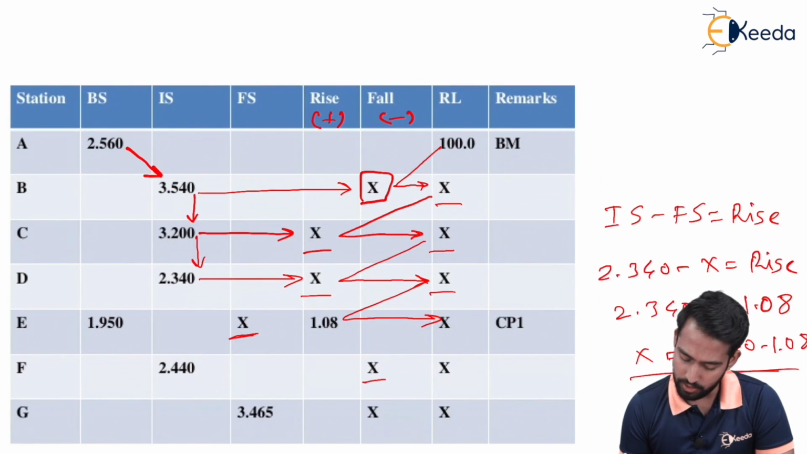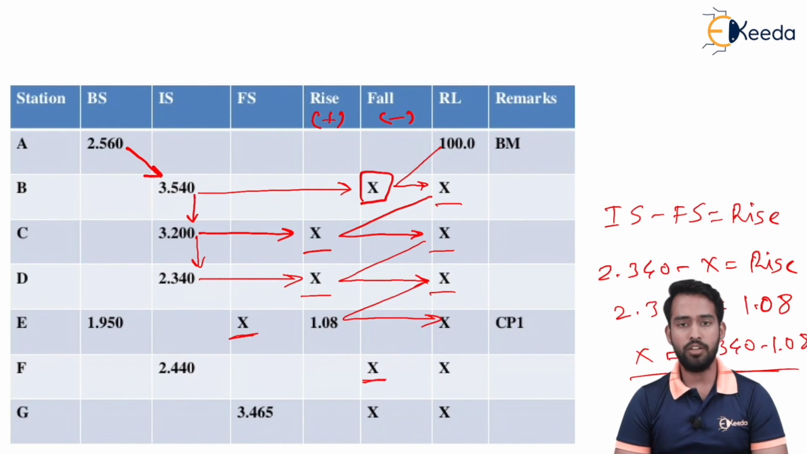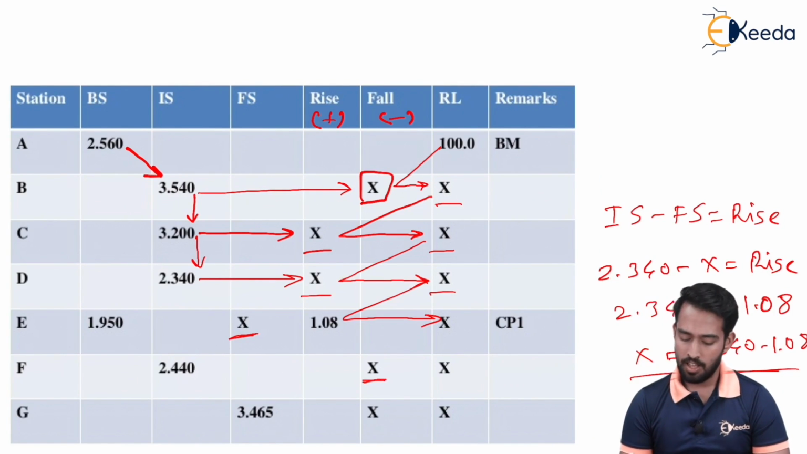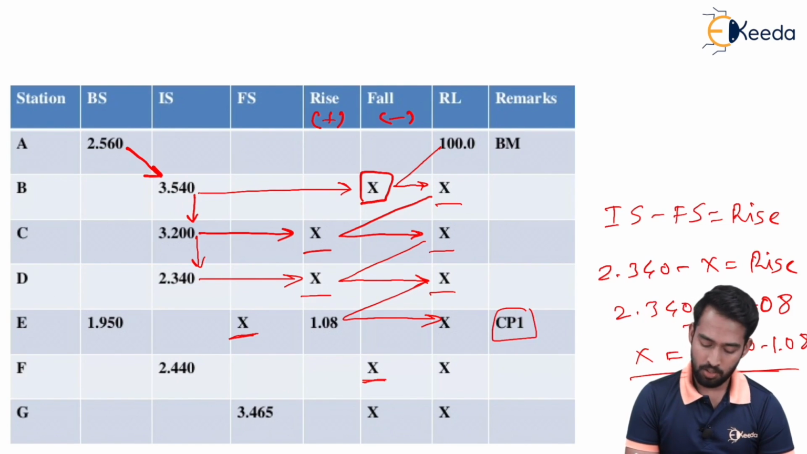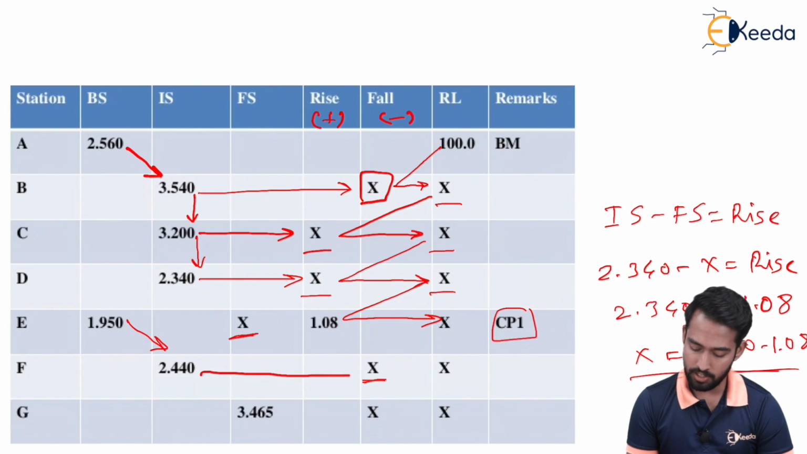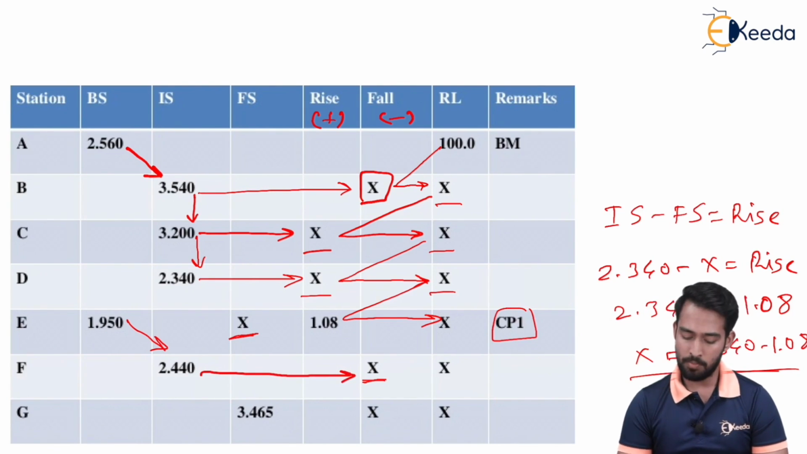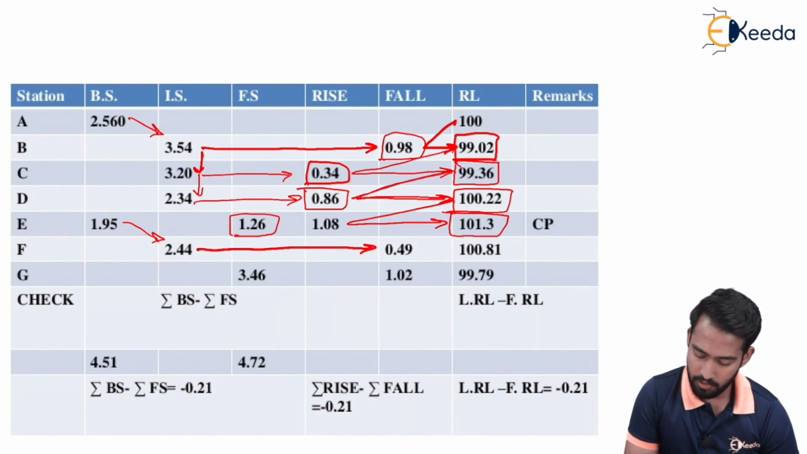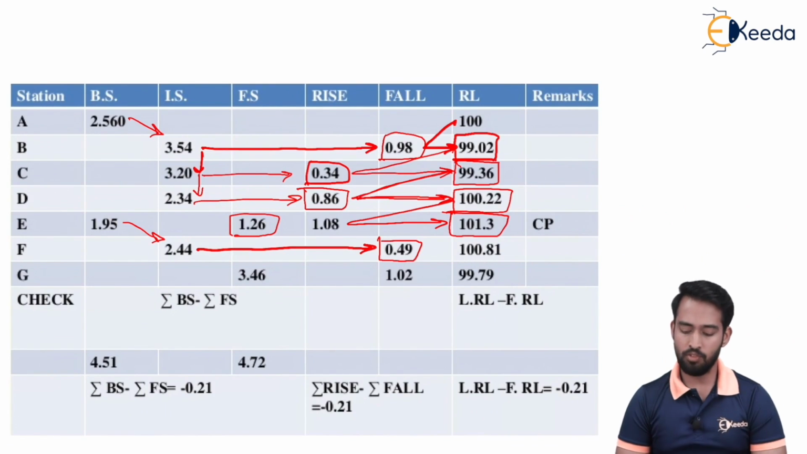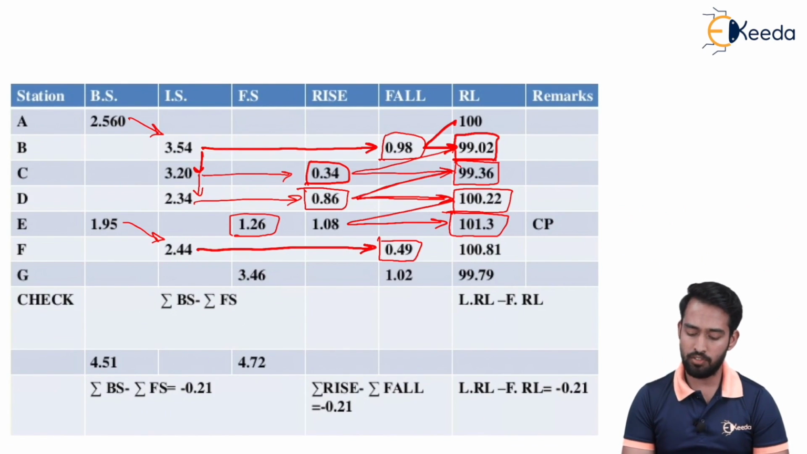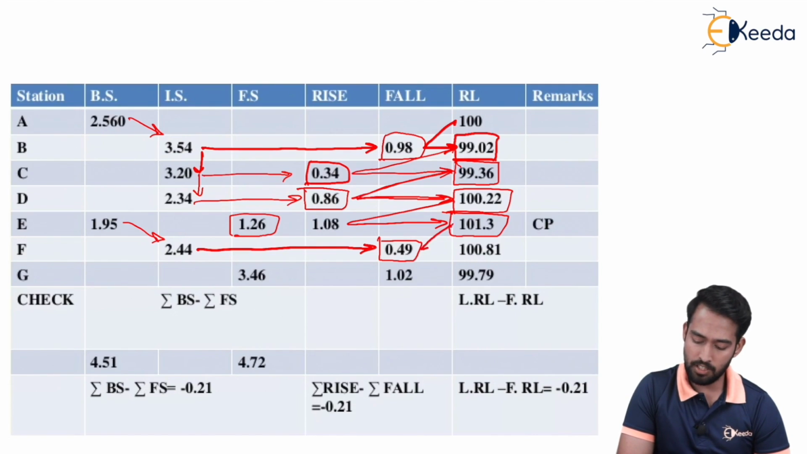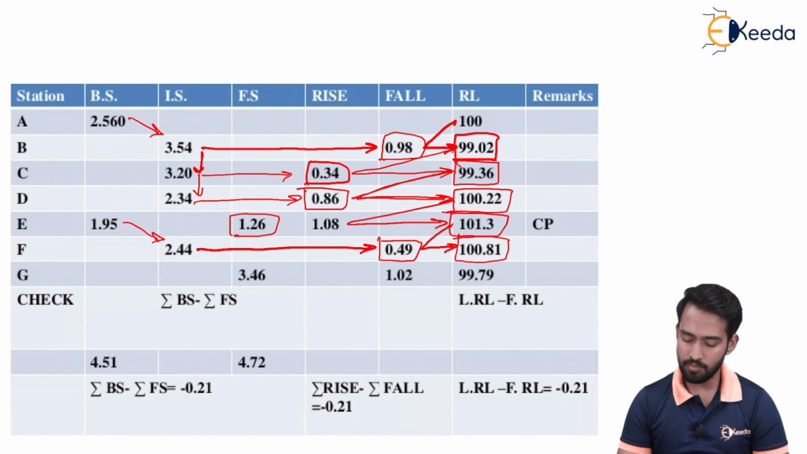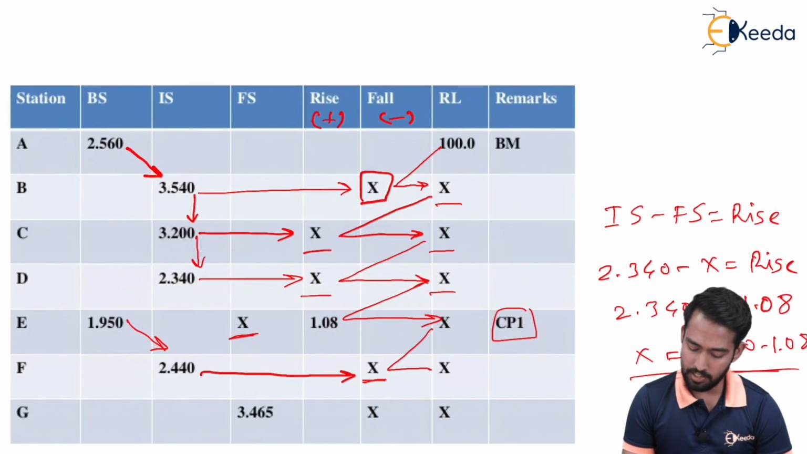Now, next, we have to calculate fall. How do you calculate fall? It's very simple. As there is a change point 1, we have to start from BS again. So BS minus IS will give us the next rise or fall. So BS minus IS gives us the answer in negative. It means there is a fall, which is 0.49. After knowing this fall, we can calculate the next RL, which is previous RL minus fall. We get the next RL. Now we have calculated the next RL also.